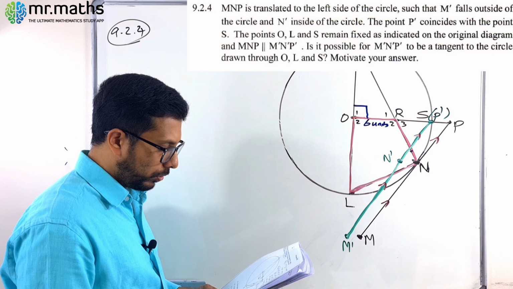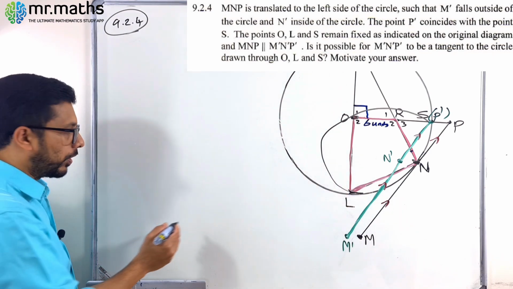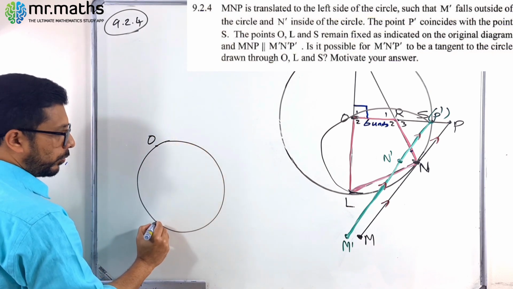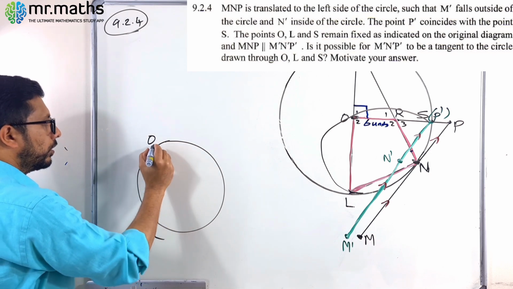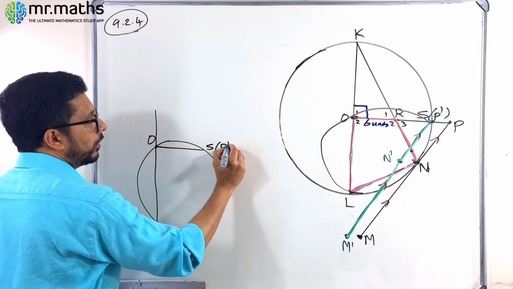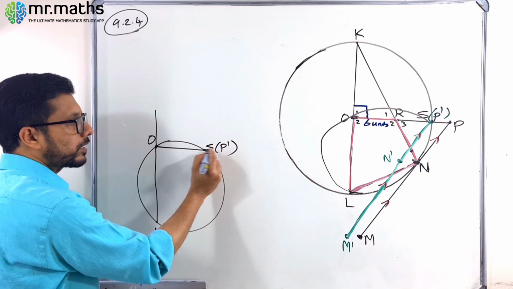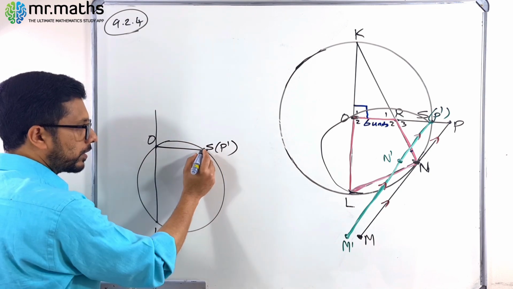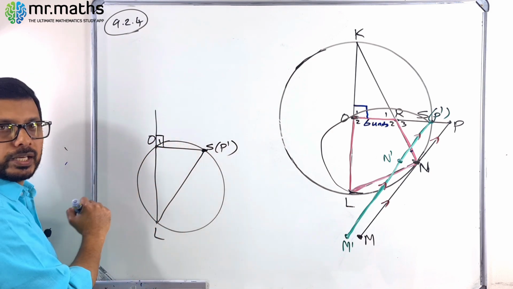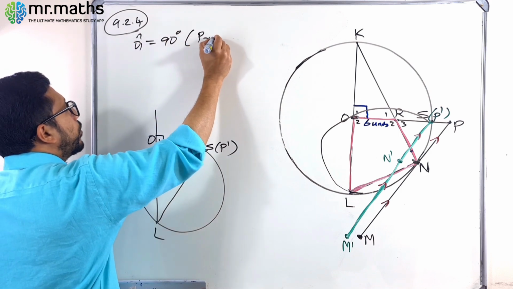Let me draw that circle once more here. Assume that this is that circle. This is our point O, and this is our point L. So this is the line, and this is S, our new tangent. They are saying the shifted P dash and S are coinciding, so it's the same point. Now this is O1. We already proved that angle O1 is equal to 90 degrees. What is the reason? We already proven that one.